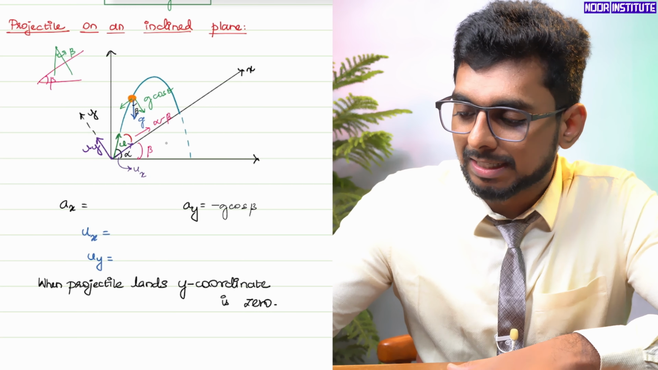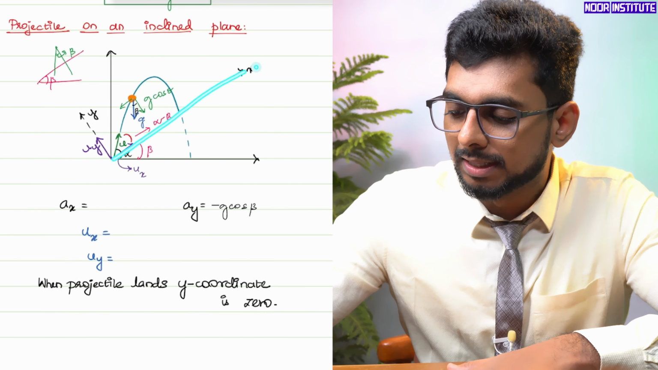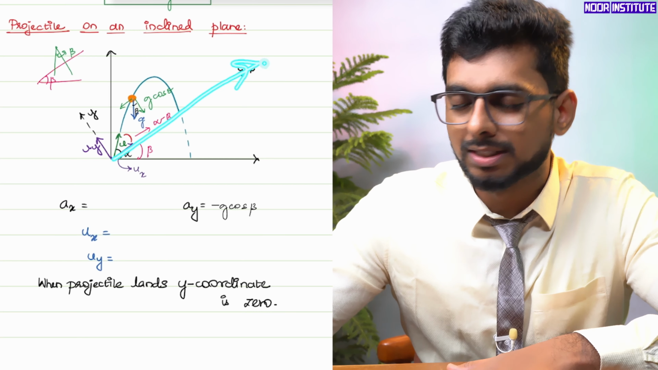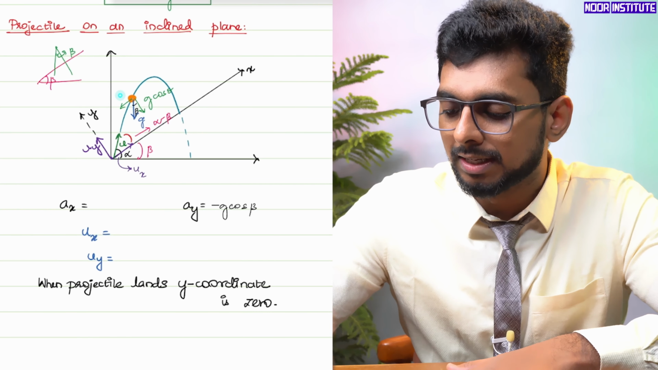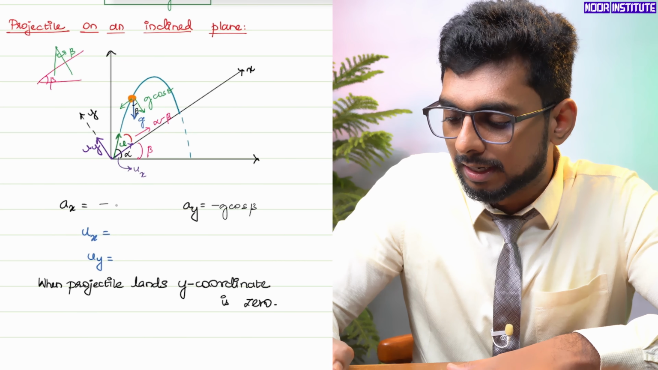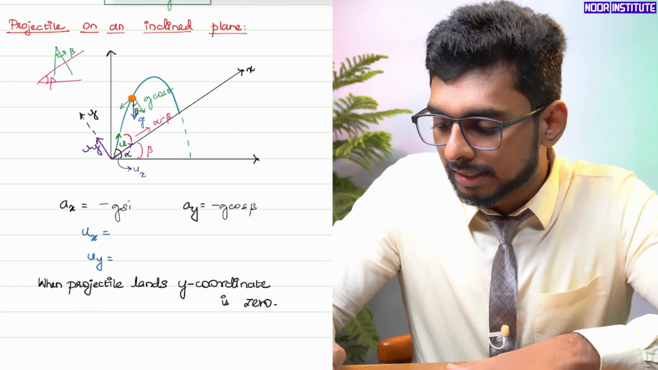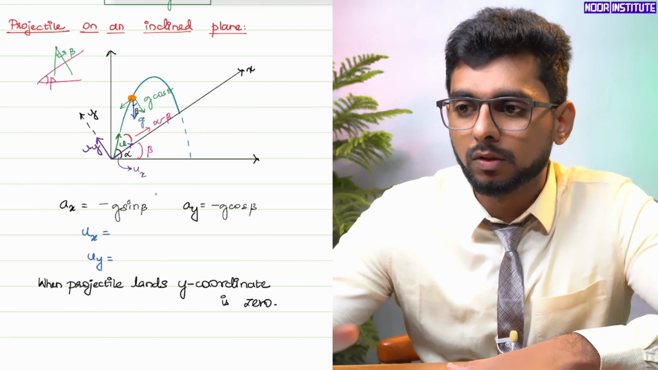Then what should be the acceleration along the x? Fine. So this is the acceleration along the x. Obviously the x is positive in this direction towards the right side, and this is acting towards the left side, therefore this should be negative, right? So acceleration along x will be equal to negative g sine beta. Now I have got acceleration along the x and the y.